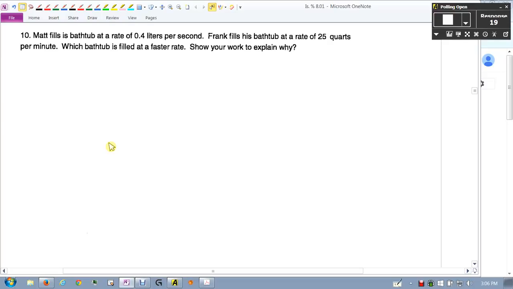Oh, man. All right, so they're both filling up their bathtubs. It's just which one is faster. One of them is given to us in liters per second. The other one, the rate is given in quarts per minute. So we either have to convert the liters per second over to quarts per minute to compare them, or we have to convert the quarts per minute over to liters per second. And it doesn't matter which one you do.